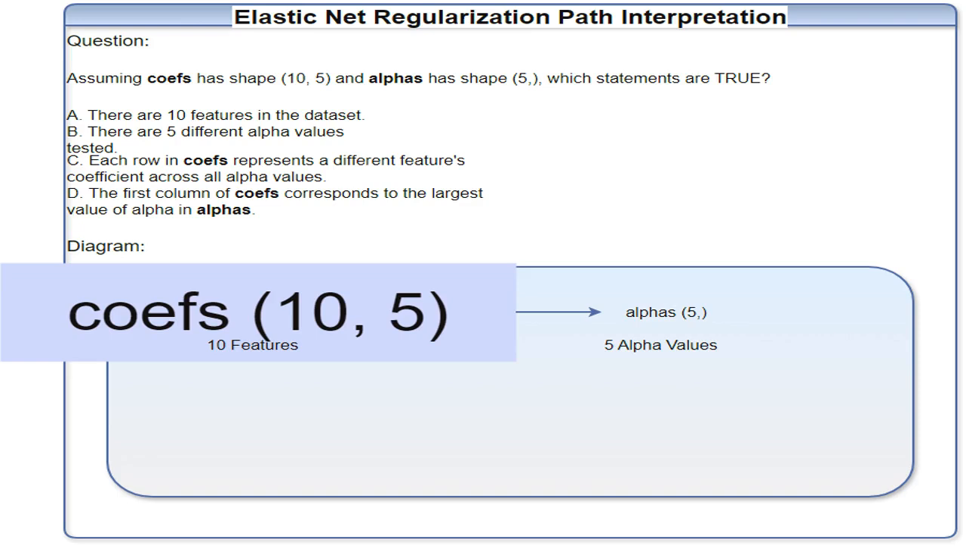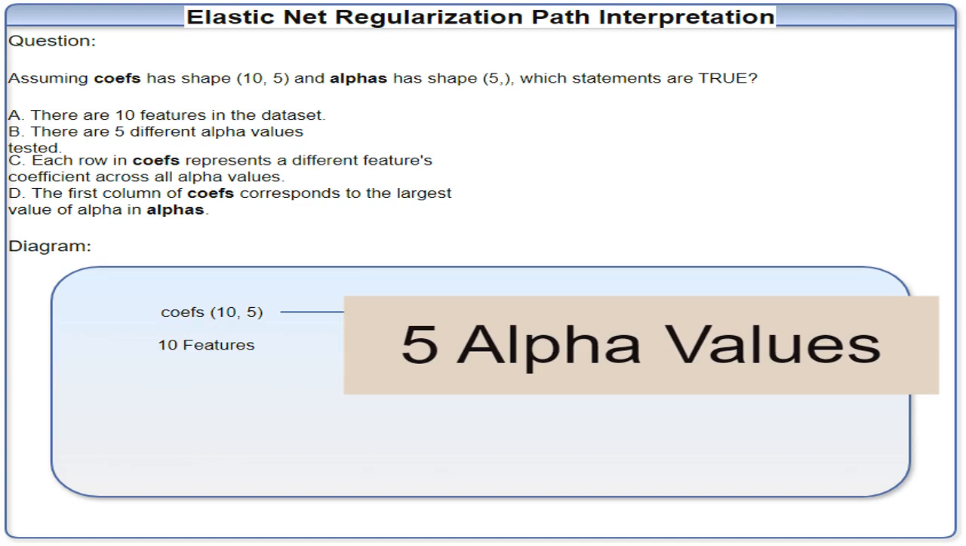I see 10 rows in the COFS matrix. Each row represents a feature in the dataset. Therefore, there are 10 features in total. I notice 5 columns in the COFS matrix. Also, alphas has a length of 5. This means 5 different values of the regularization parameter alpha were used. Alpha controls the strength of regularization.